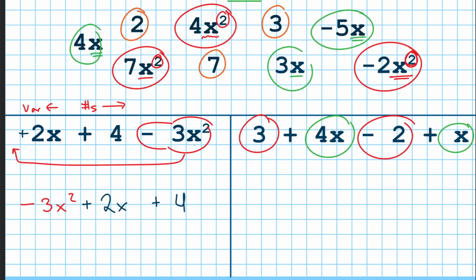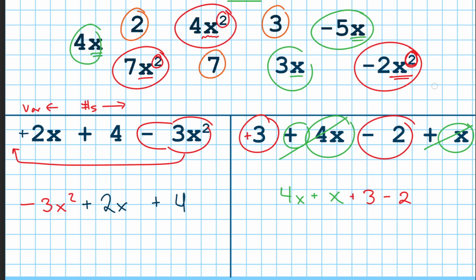Let's move all the variables to the left-hand side of the equation and all the numbers to the right. We'll start with this 4x, or rather this positive 4x. So I'll go plus 4x. And you know what? Let's cross it off just so that I know I've done it. Then I'll do that plus x over on the side. Cross that off. And then let's put this 3 here. It's a positive 3, so I'm going to put a plus 3. And then this is a negative 2, so I'll put a minus 2. And there we go. I have reordered my expression.